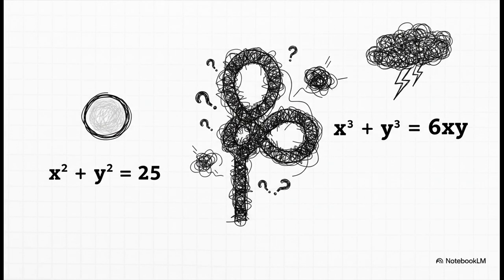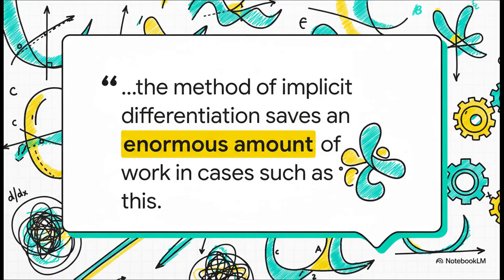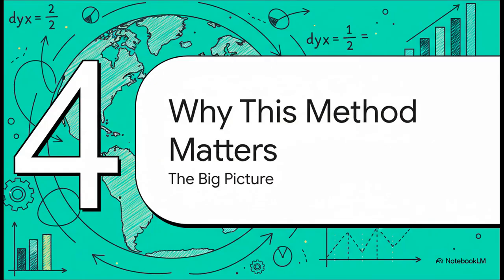So yeah, it works great for a circle, but where this method really shines is with something truly gnarly. Take a look at this thing. It's called the folium of Descartes. Now, can you imagine trying to solve that equation for y? I mean, that would be an absolute nightmare. And you don't have to take my word for it. The source material itself says that for curves like this, trying to do it the old way is just not easy. It says implicit differentiation saves an enormous amount of work. For these complex curves, it's not just a cute shortcut, it's pretty much the only practical way to find the derivative. Okay, so let's zoom out and put a bow on this.